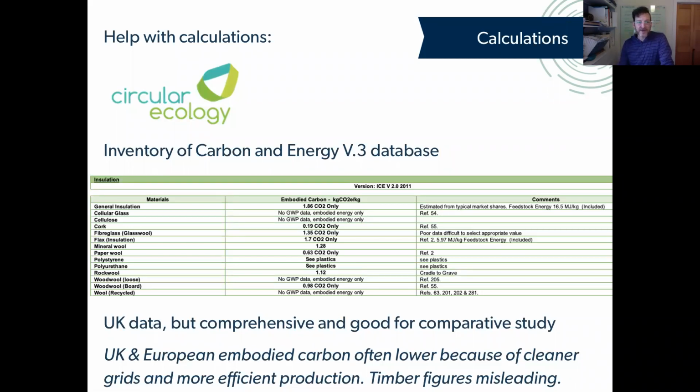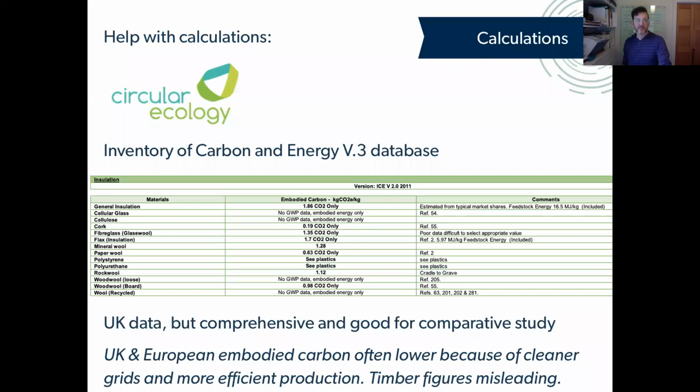The ICE database from England is an Excel sheet that essentially just lists materials and gives you a CO2e figure per kilogram for those materials. So it's always in ICE given as kilograms of CO2e per kilogram. And so then your job is to convert all of your material takeoffs to kilograms so you can do the comparison. What's great about the ICE database is how comprehensive it is, how many materials are in here.